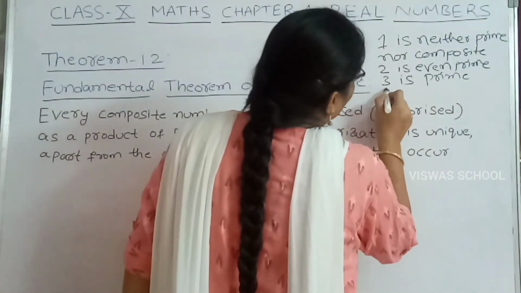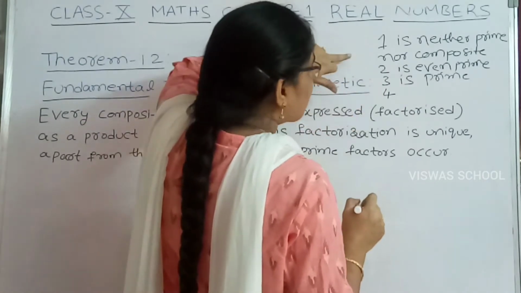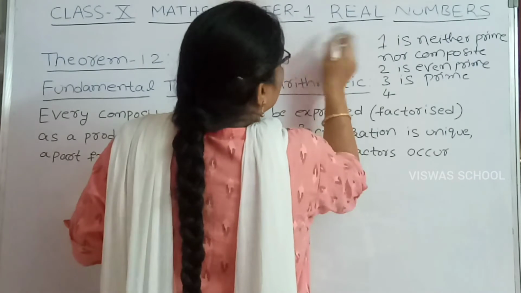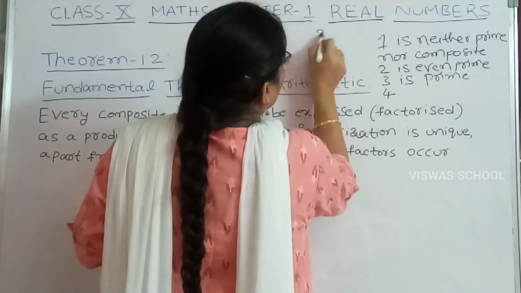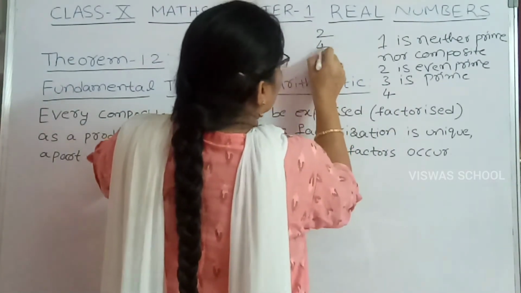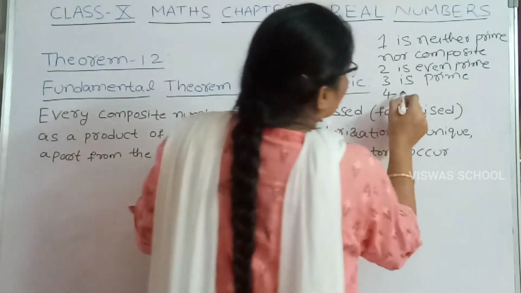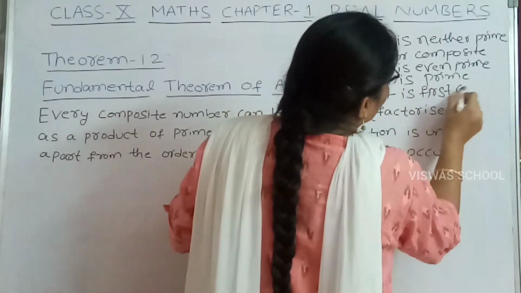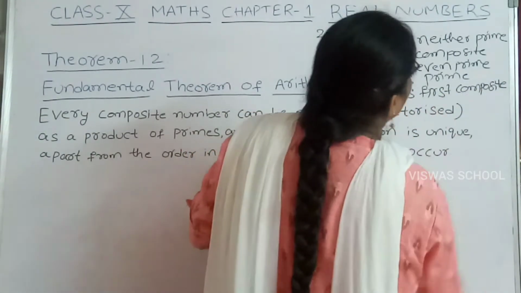Next, coming to 4, other than 1, one more factor is there. 1 is a factor of every number. For this 4, we have one more factor, 2, and the other factor is itself. That is, 2 and 4 are the factors. That's why this 4 is the first composite number.